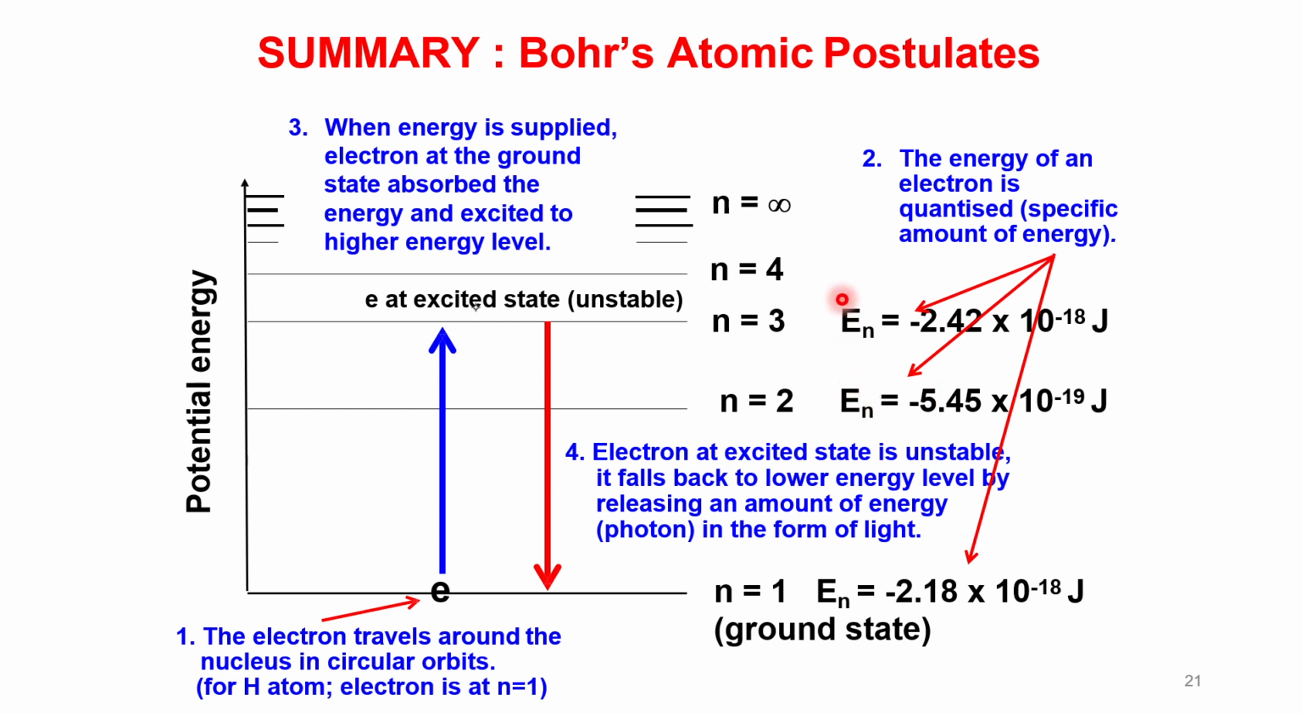Okay, the third postulate of Bohr, okay, when energy is supplied, bila kita bagi energy kepada elektron, elektron ni akan absorb that energy and excite to higher energy level. So what happened at higher energy level? The electron is unstable and it will fall back to lower energy level and release energy in form of light that we can see. So ada 4 Bohr atomic postulate.